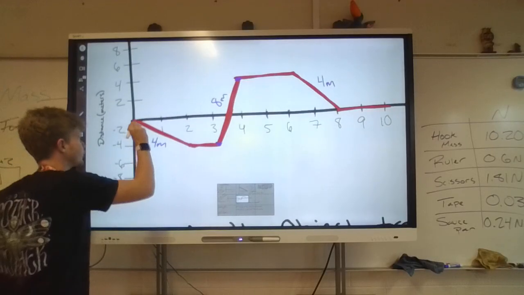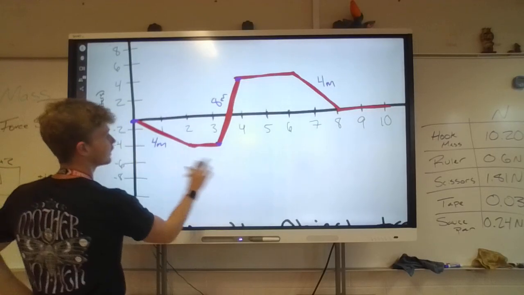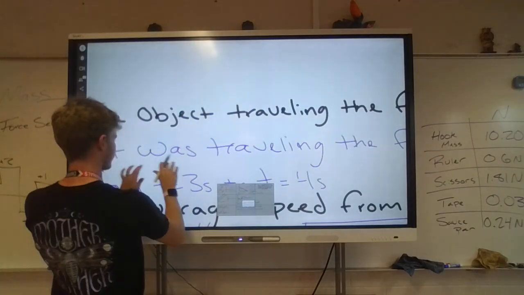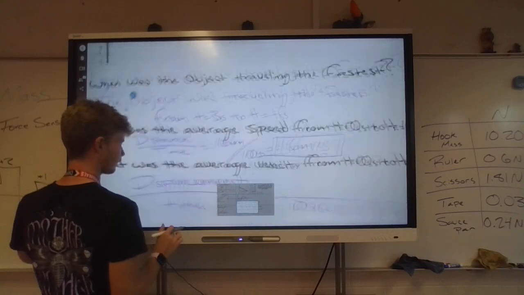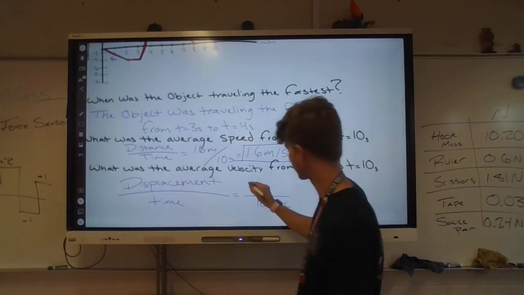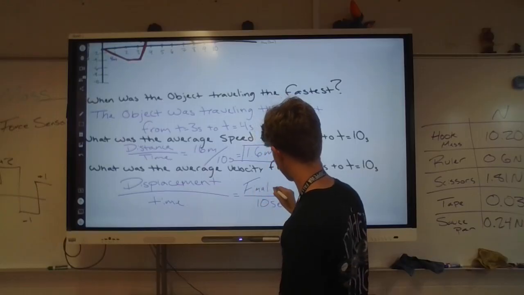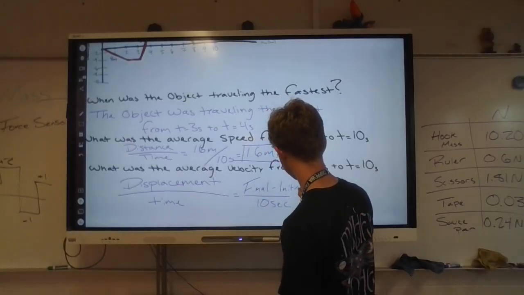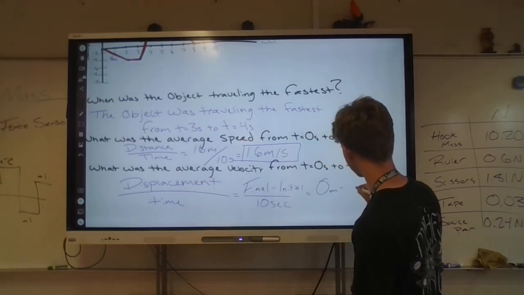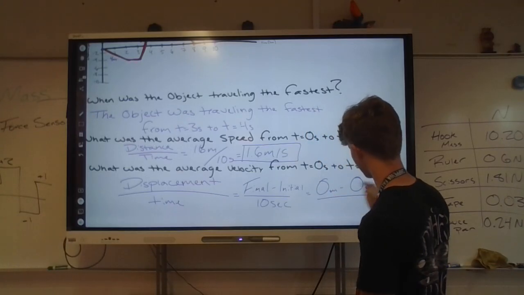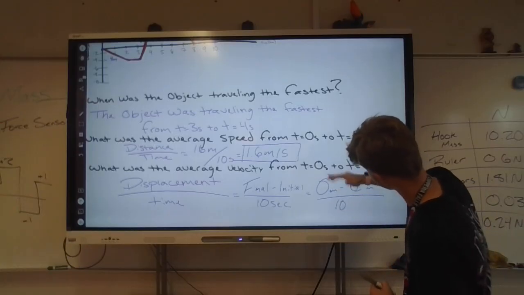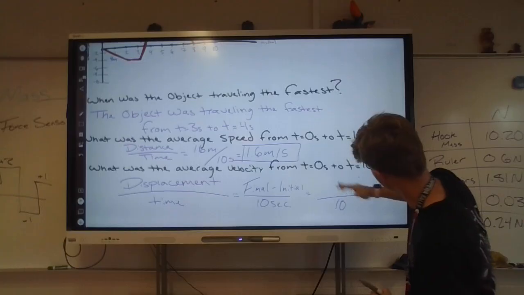So we started at 0 meters. We ended at 0 meters. So to calculate displacement, you need to take your final position minus your initial position. So we're going to take final minus initial. And it so happens that our final position was 0 meters, our initial position was 0 meters. 0 minus 0 is going to be 0 meters.